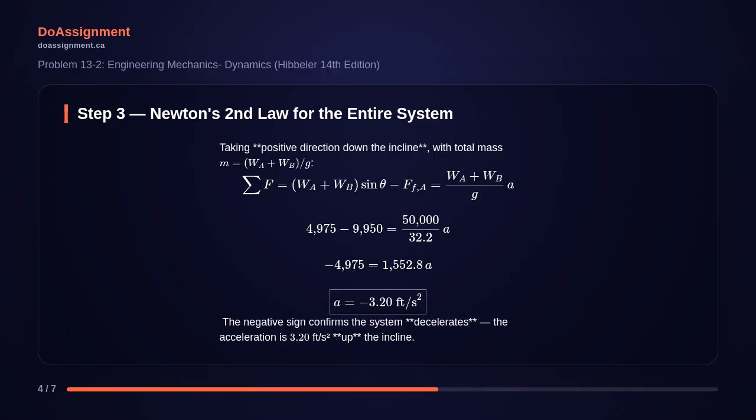Applying Newton's second law to the entire two-car system with positive direction down the incline, the net force equals the gravity component minus the friction force. 4,975 minus 9,950 equals the total mass times acceleration. Solving, we get a equals negative 3.20 feet per second squared. The negative sign confirms the system is decelerating. The acceleration is 3.20 feet per second squared directed up the incline.